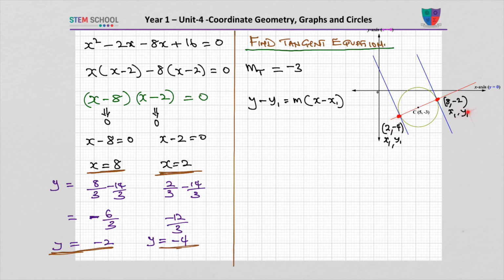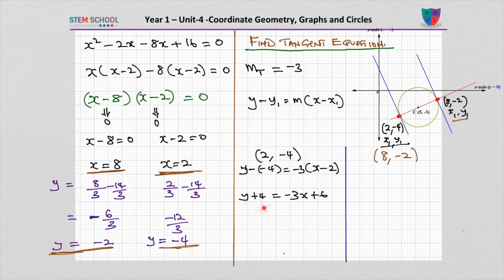Because we're finding two equations, as you can see, there are two different equations. This one is x1, y1 that goes in there, and that's the gradient for it. And this one too will be x1, y1 that goes in there, and the gradient will be the same one because they're parallel. So for that coordinate, using that gradient, and for that coordinate, using that gradient with this equation, I can find the two equations. So for this one, I've got y minus minus 4 equals minus 3 times x minus 2.